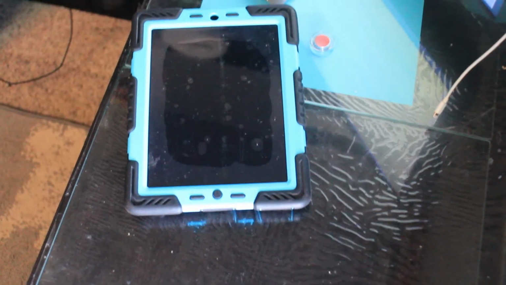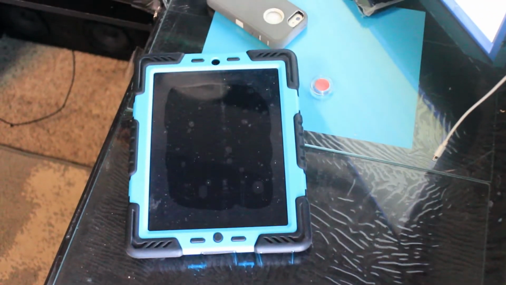Right here, we have an iPad sitting on a table. We all know that gravity is a force that pulls it towards the center of Earth. But why is the iPad not being pulled through the table? That is because the table also exerts a force that is equal to the force of gravity, and that's what we call normal force.